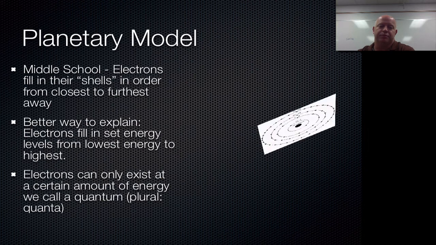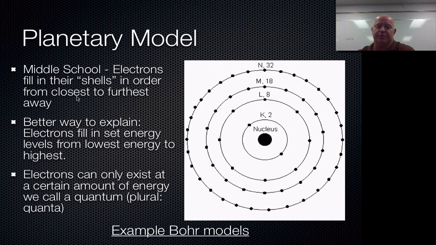So to do that, we want to talk about, first of all, middle school. In the middle school model, we use the word shells. There were different shells the electrons sat on: the first shell, second shell, third shell, fourth shell, and that kind of stuff. And you had 2 electrons in the first shell, and then 8 electrons in the next shell, and so forth. Not a bad way to approach it, but please remove the word shells from your vocabulary, because there really aren't any shells out there. It's not like Russian dolls that stack on top of each other.